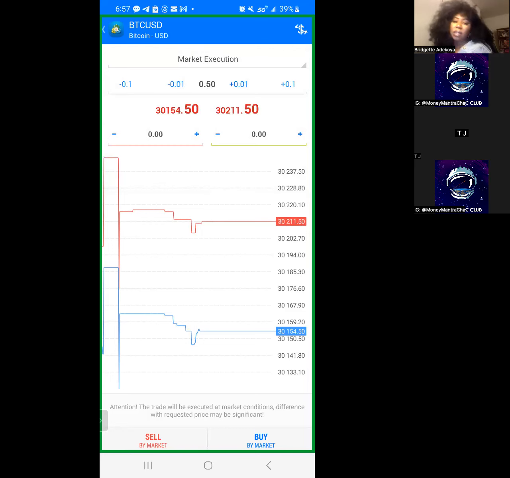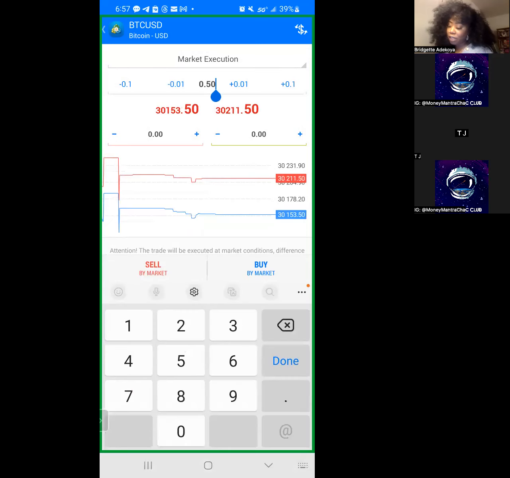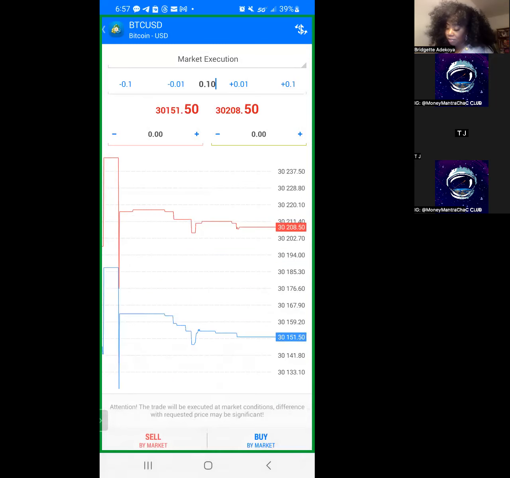The next line down, you see the lot size. Right now it's a 50-cent lot size. But if I wanted to change it, I would just click that and change it to 0.01, which is a penny. But for the purposes of this demo, I'll just put it to 10 cents. Okay, 10 cents.